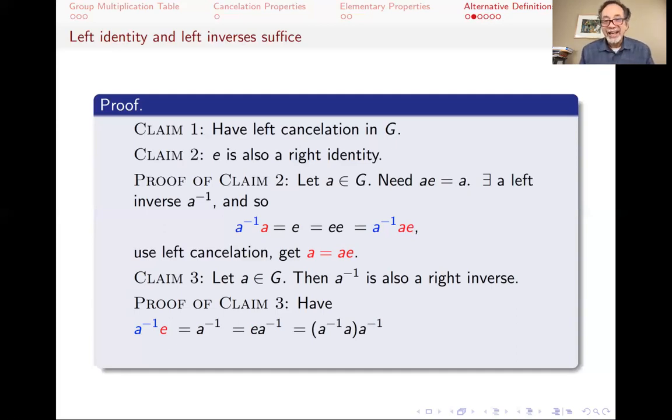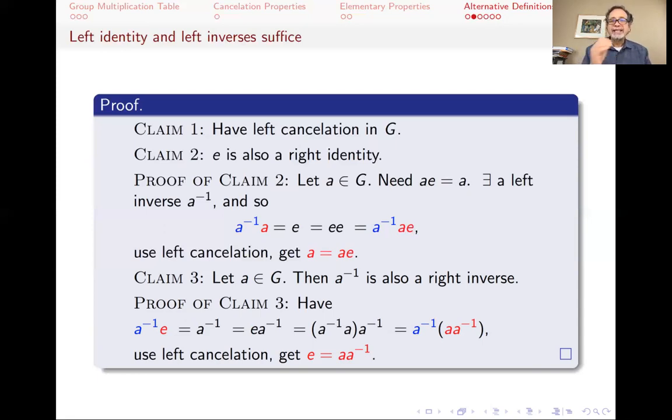So I have A inverse A times A inverse. And what I'm going to do is switch parentheses because of associativity. Then I have A inverse times E equals A inverse times A inverse. But now I can use left cancellation again and cancel the A inverse, and I get E equals A inverse, and I'm done because I've proved that A inverse is also the right inverse. And therefore, the group has an actual identity and an actual inverse for every element, and therefore it's a group.